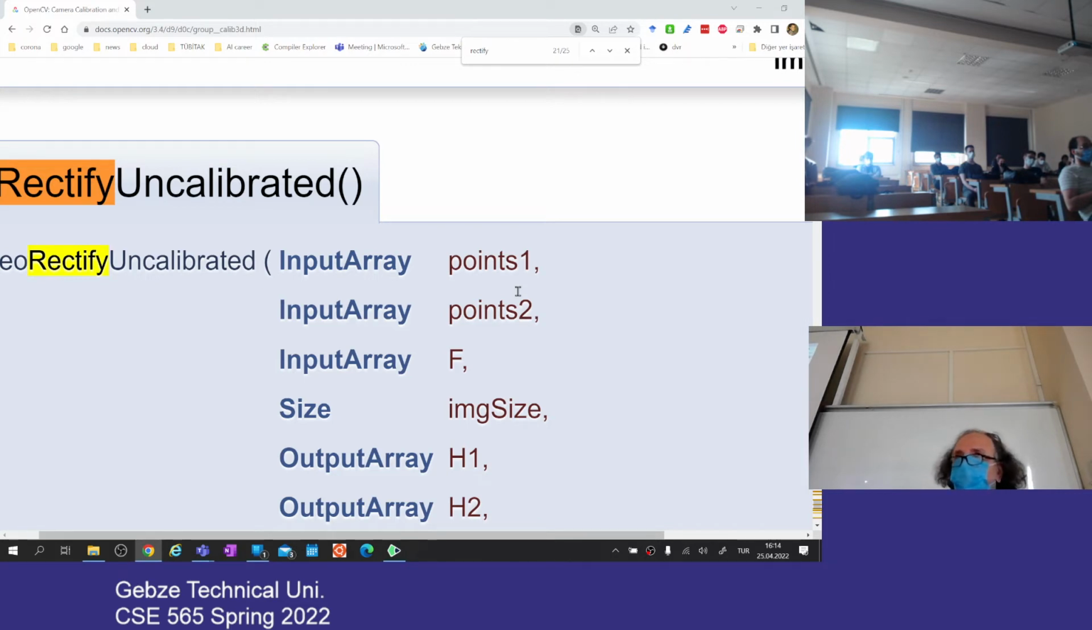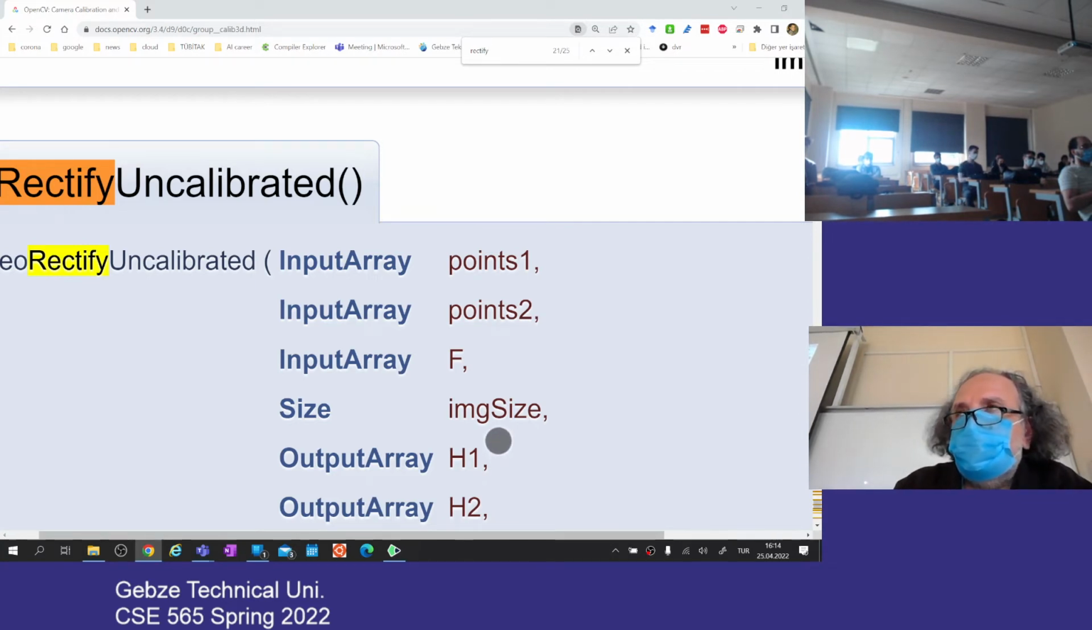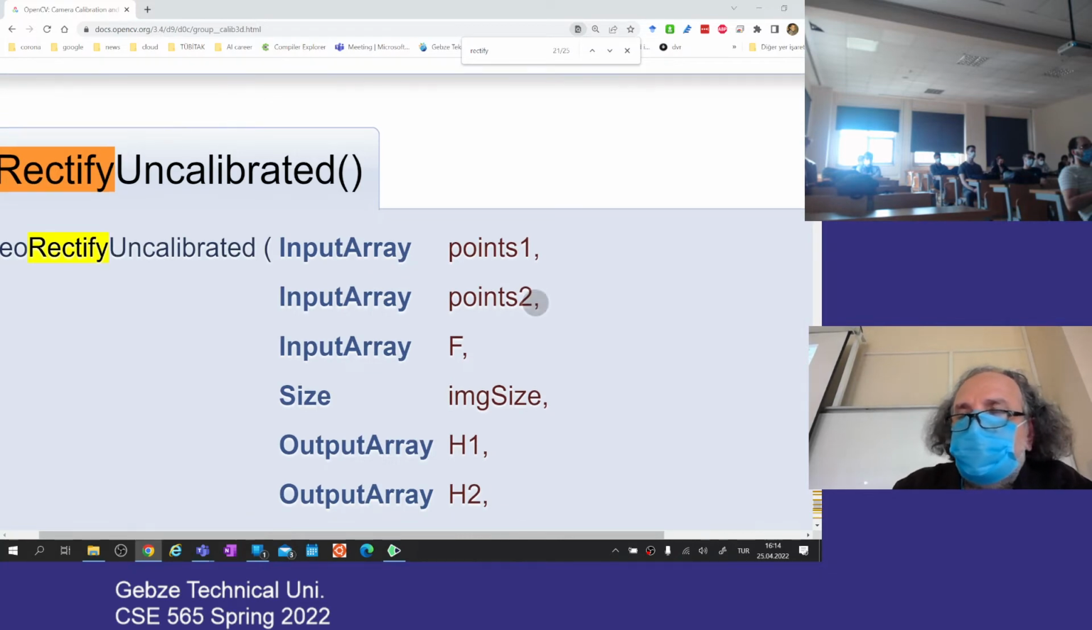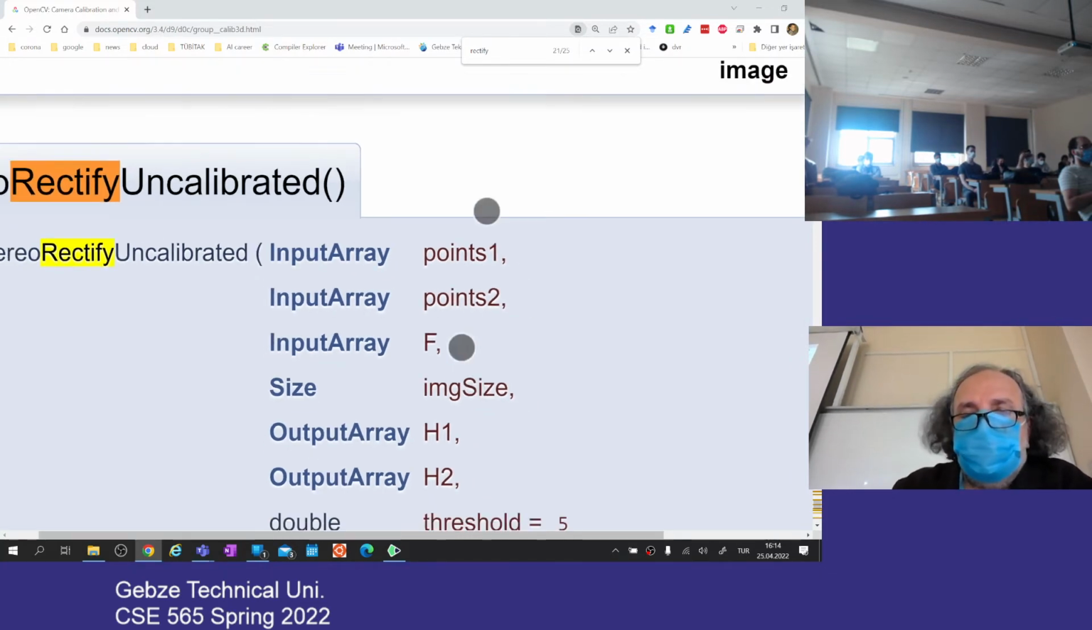Yeah, 2 homography matrices. You are going to apply this homography matrix to your first image. You are going to apply this homography matrix to your second image. That will rectify your images.